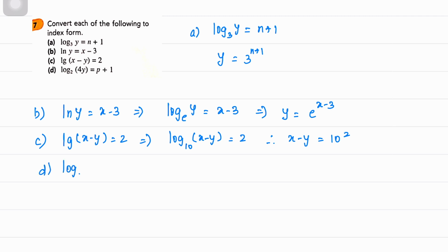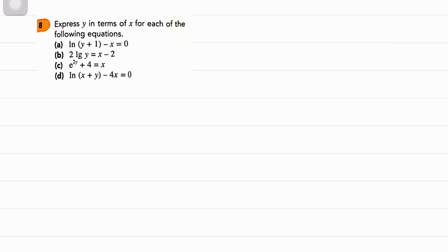Log base 2 of 4y equals p plus 1. This implies 4y equals 2 raised to p plus 1 is the answer. Now let's move on to the eighth problem. Express y in terms of x for each of the following equations.